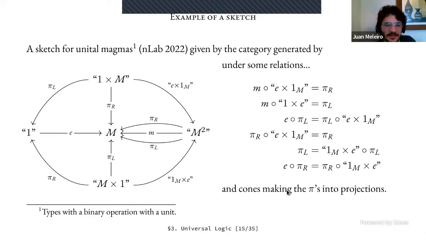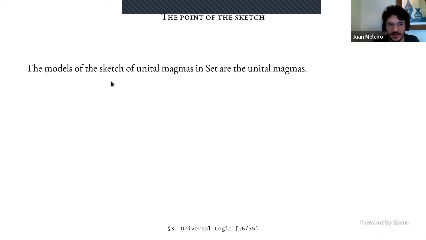There are some cones making the pi pairs here into projections. You see, I put the names of these objects in quotes because they are not really products. They are just placeholders. And the cones are saying that this should be a product in a model, but not here. Anyway, what's the point of the sketch? The point is that if you take the models of this sketch inside of the category Set, then you get the category of unitomagmas, because obviously there's a notion of morphism of sketches, which is not relevant here.